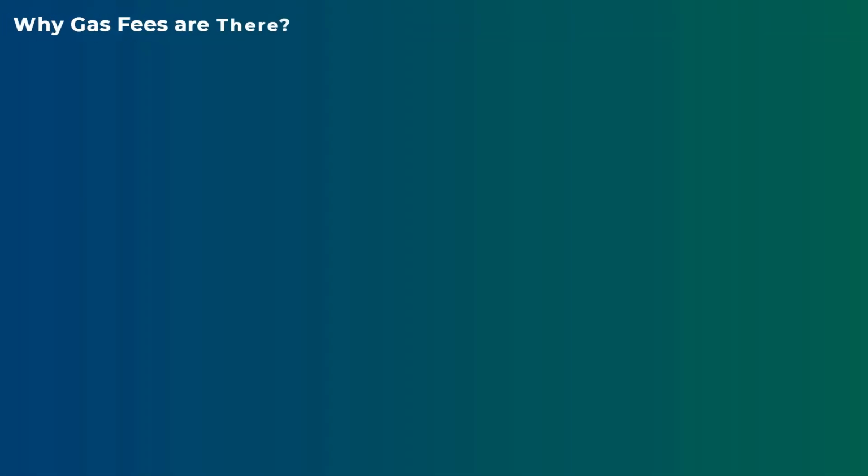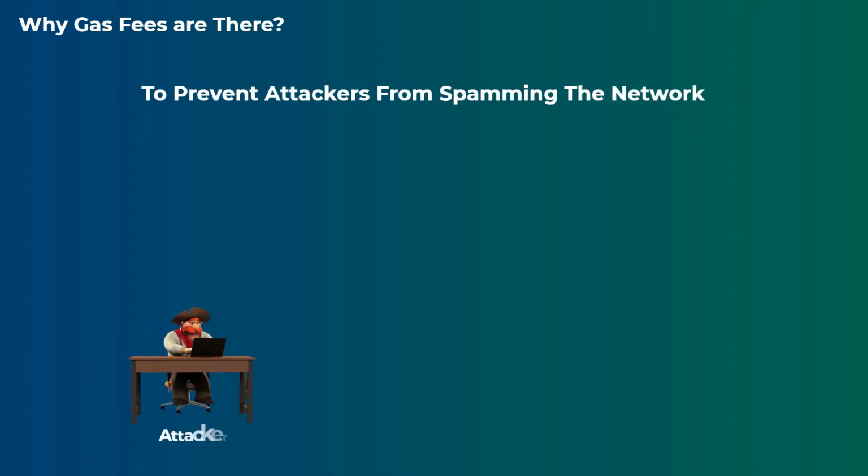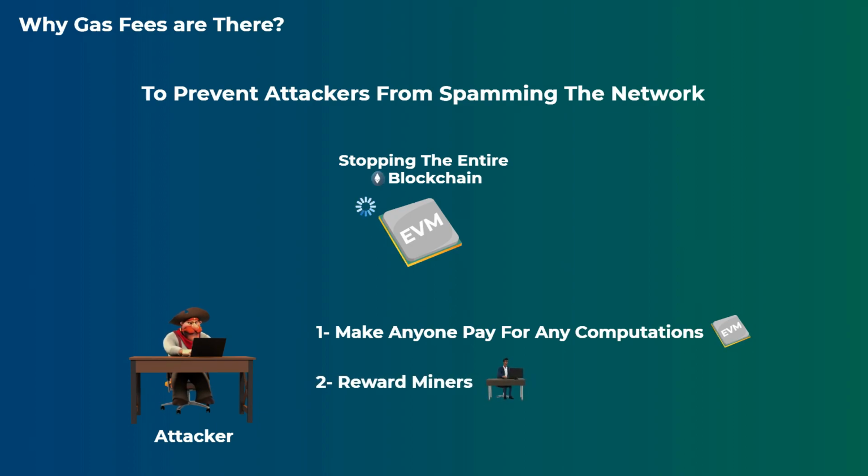A very interesting point here is that the entire concept of the gas fees was originally introduced to prevent attackers from spamming the network. Without gas, they can, for example, ask the EVM to do some endless computations, which can stop the entire Ethereum blockchain. So, gas was introduced to make anyone pay to do any computations on the network and to also reward the miners who run the EVM on their computers.